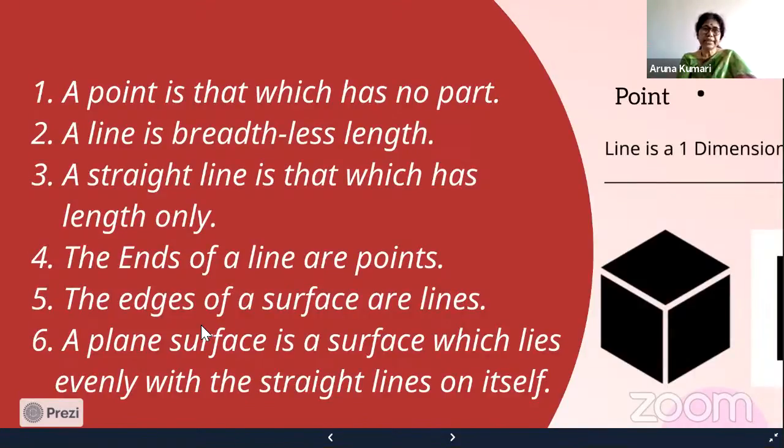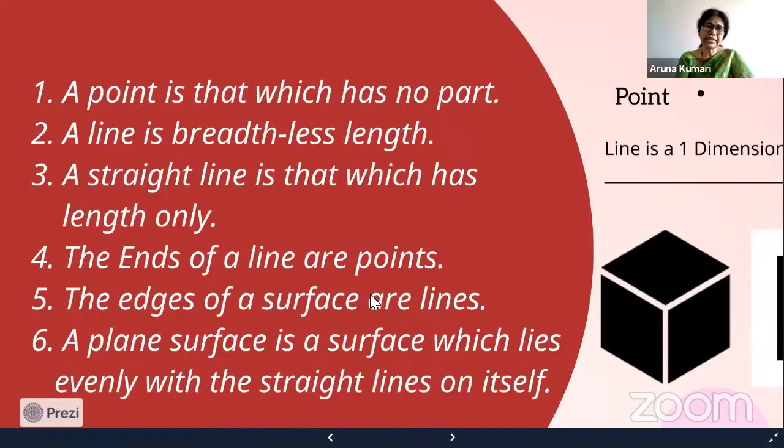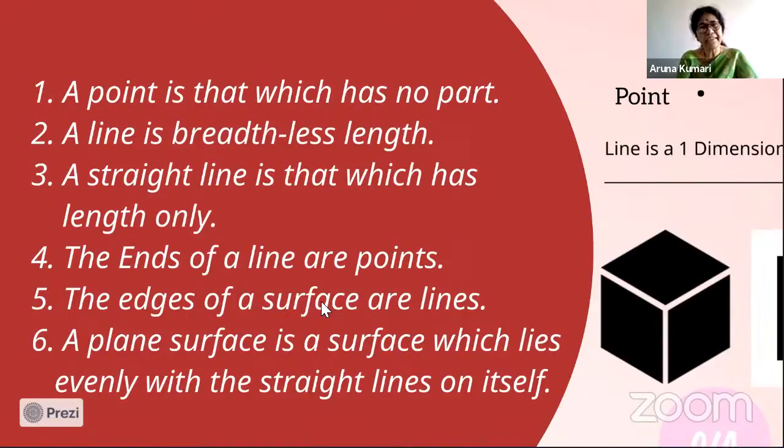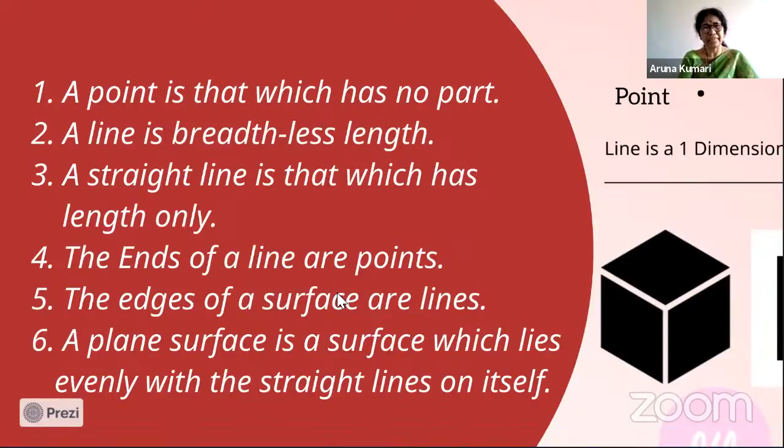Next, the edges of a surface are lines. The edges of a surface. What is meant by surface? Here we are seeing point, here is line, and here is surface. How can we define surface? I'll give some examples so you can understand. Afterwards, we will see what will be the definition.